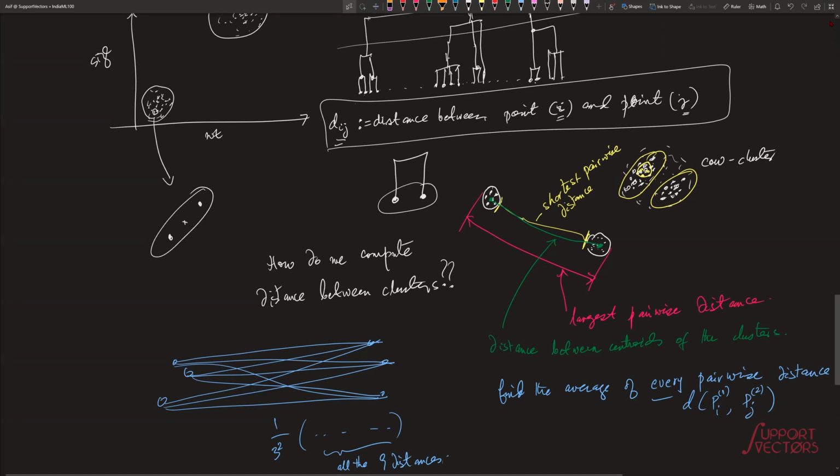Distance between the centroids. Distance between the centroids, Suresh. Okay, that is a valid answer. But in practice, even though that sounds the most intuitive, it leads to a serious problem. It's called the inversion problem. I won't go into that. But just take it as a fact that while in theory it sounds the most intuitive, in practice it doesn't work that well. It sometimes works very well, but occasionally it gets you.